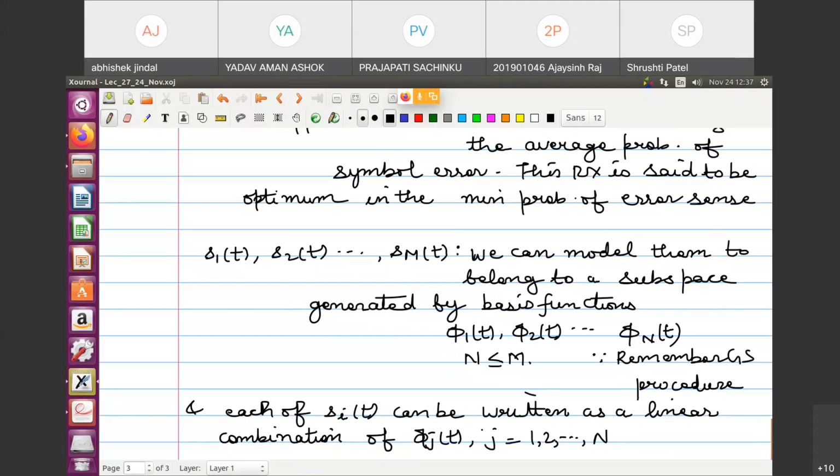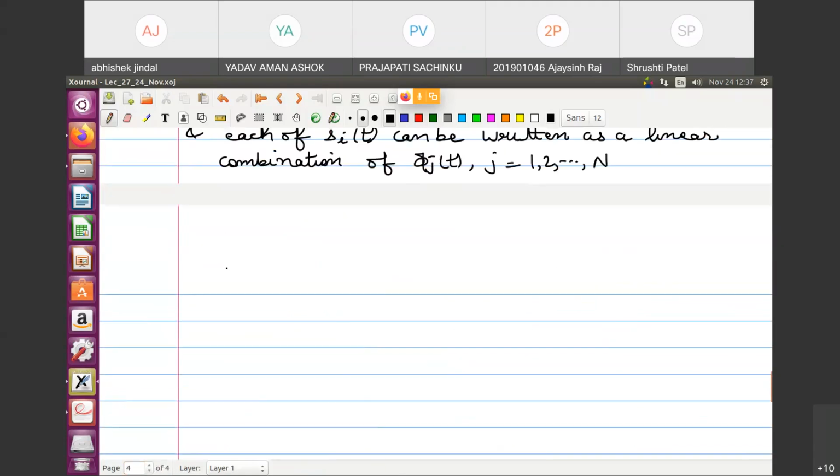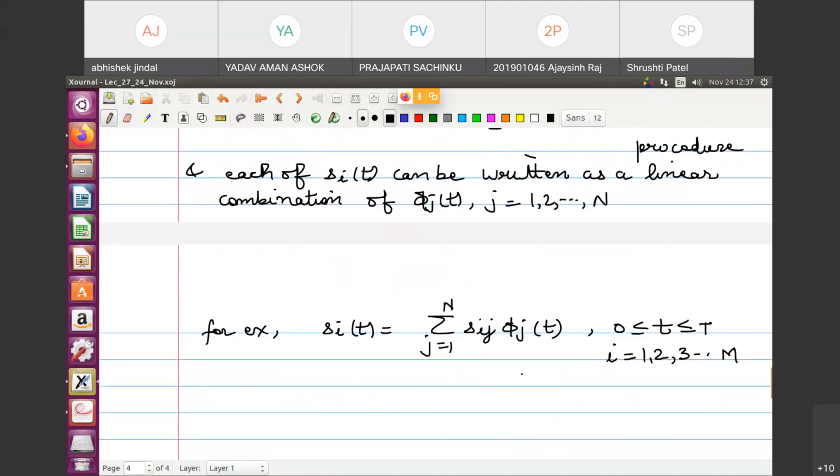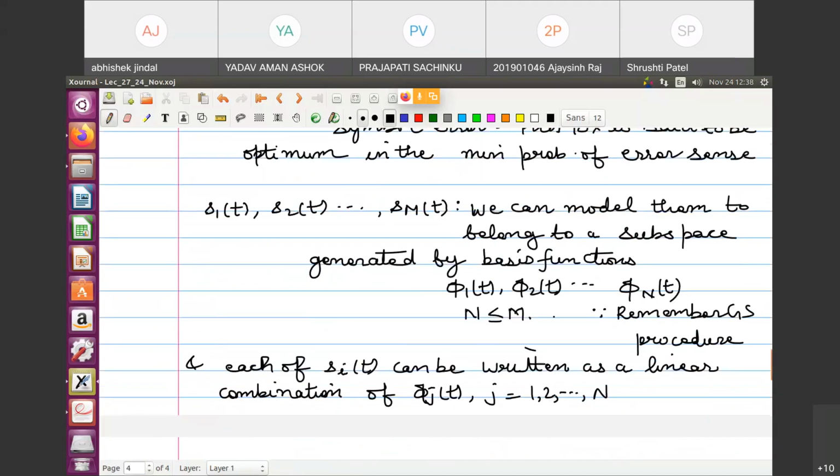So, first step, let us write it down. For example, what is s_i(t)? s_i(t) can be written as the summation of s_ij phi_j(t), where j lies from 1 to capital N, t lies from 0 to T, and i is equal to 1, 2, 3 up to M. So we have M signals and capital N basis functions, where N is less than or equal to M. I talked about it when we were discussing the GS procedure, so you can go back and read it.